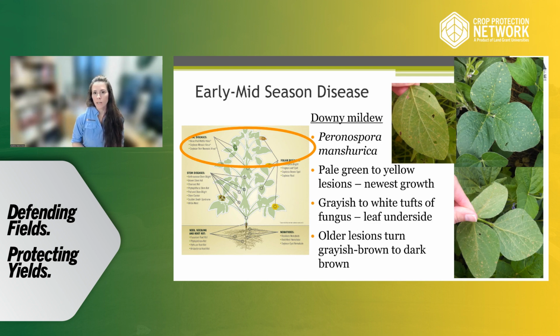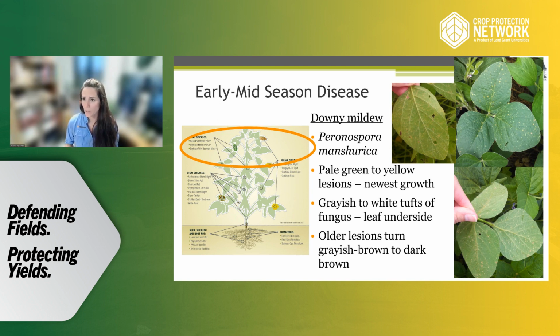Now, an early to mid-season disease, depending on where you are, is downy mildew. This is one that the newest leaves are usually most susceptible to. It's a cooler temperature pathogen, so usually you see it early in the season, and then as it warms up, it will no longer be able to continue to grow and develop. Depending on the season and where you are, it might go a little bit more into reproductive growth stages and not just be an early season disease.